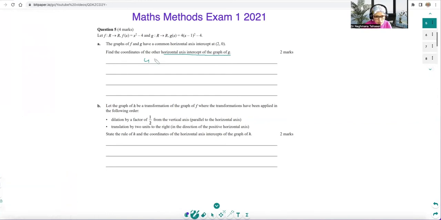times x minus 1 squared minus 4 is equal to 0. Take the 4 to the other side. x minus 1 squared is equal to 4 divided by 4, which gives you 1. So I'm saying x minus 1 squared is equal to plus or minus 1. That could give me x is equal to negative 1 plus 1, or x is equal to negative 1 minus 1. This gives me x is equal to 0 or negative 2.